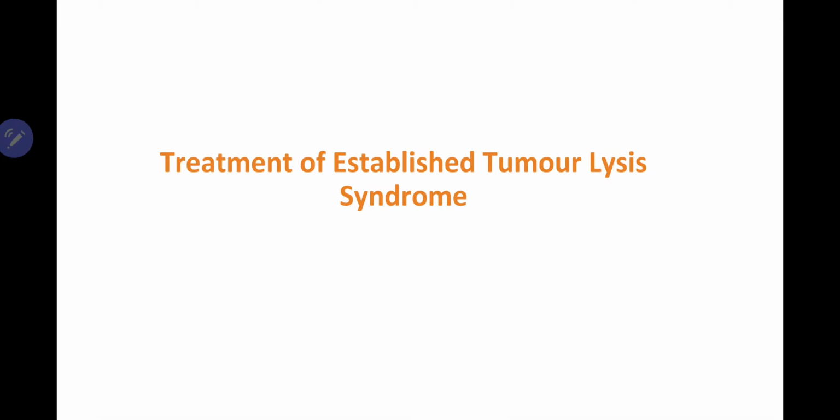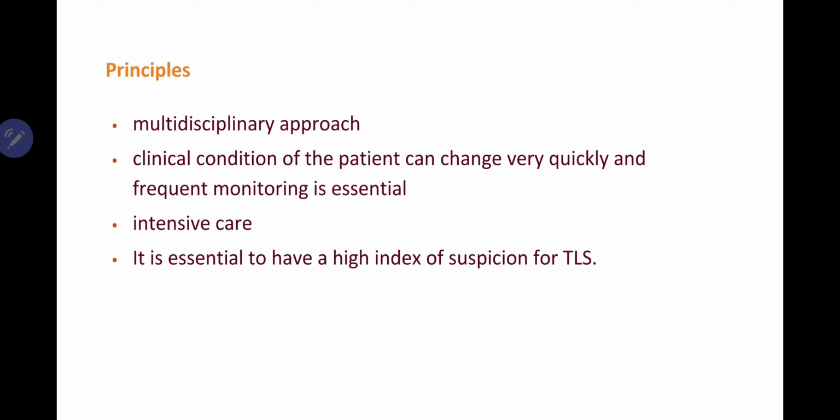Let us see how we treat a patient where TLS has already been established. The approach is multidisciplinary, basically involving the hematologist, nephrologist and ICU team. The clinical condition of the patient can change very quickly and hence he should be monitored. We have seen already that 15% of patients can die. The patients will require intensive care monitoring, and it is essential to have a high index of suspicion of TLS.